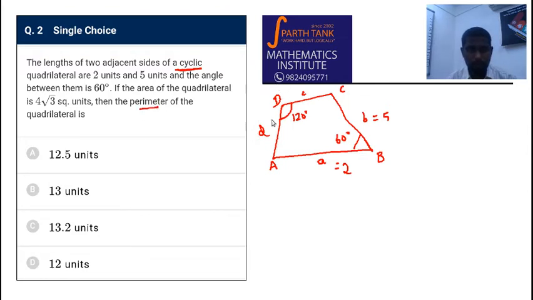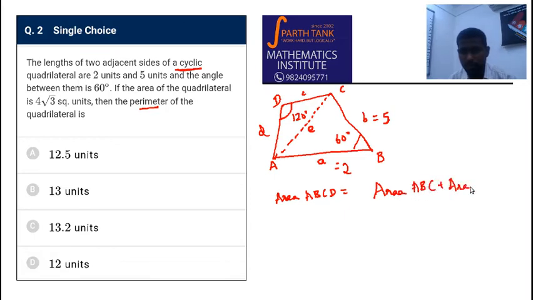For that we need two equations. So the first equation will make use of the fact that the total area is 4 root 3. And to get the second equation, we will try to make use of the fact that this side, this length, let us say this is E, in triangle ADC and in triangle ABC should have the same value. So the area of ABCD should be equal to area of triangle ABC plus area of triangle ADC.